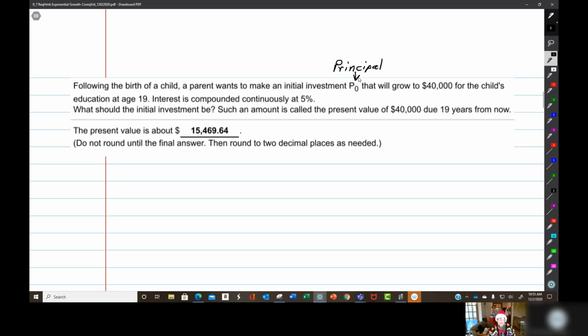So we're given a lot of information here. P of T, or what I call A, the accumulated amount, is going to be 40,000, and 19 equals T. The interest is going to be compounded continuously at 5%, so that's R. Of course, we have to change 5% by moving the decimal point 2 places to the left. So it's going to be 0.05.